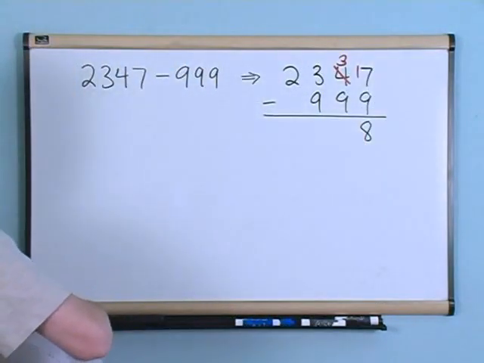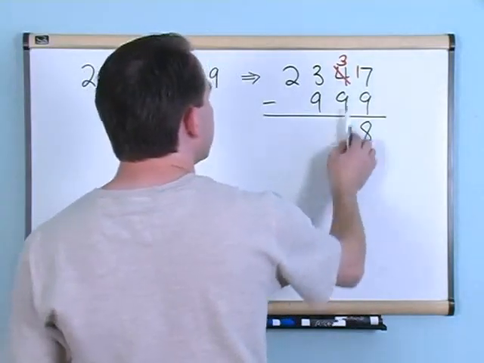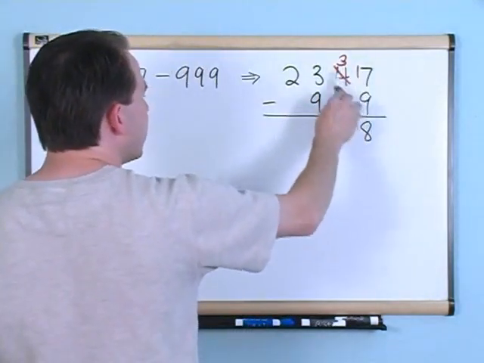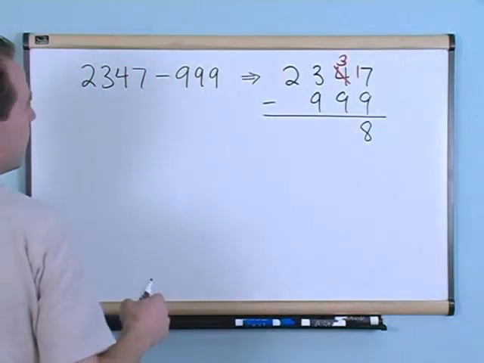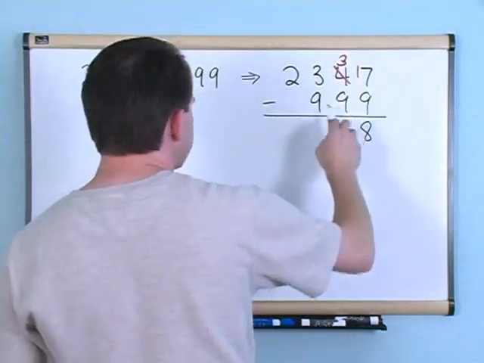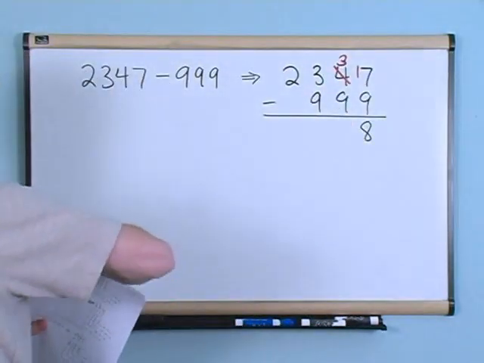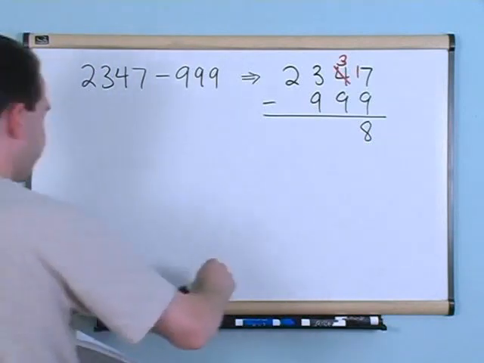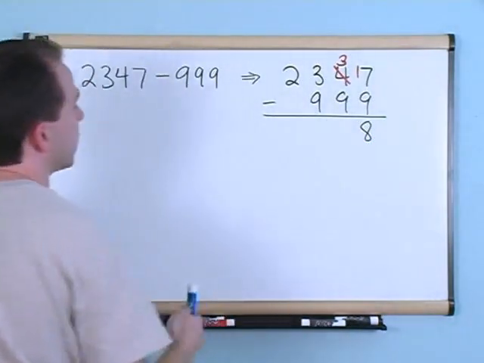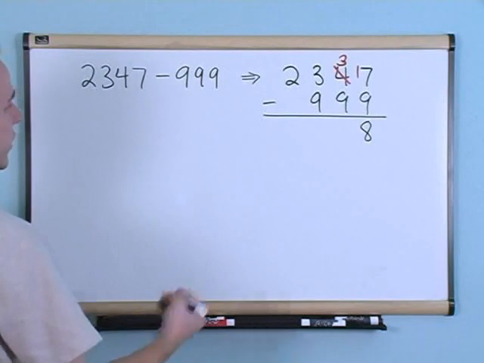Okay? Now, let's go to the next column. Here, we have 3. There's no more 4 anymore. You have to deal with 3. But you see, 3 minus 9 is going to give us the same exact problem as before. We're not going to be able to do that because you have a smaller number on the top, so we're going to need to borrow.